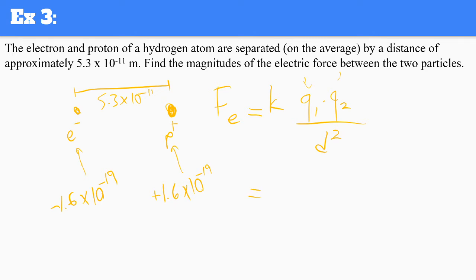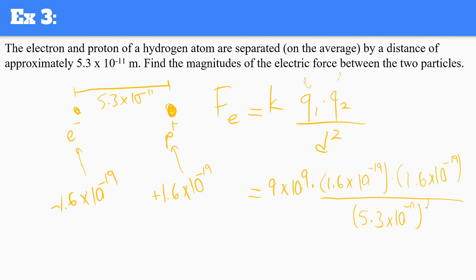And basically, we are just going to put the numbers together, and then we're going to do the calculation. So K that we have is another constant, and it is 9 times 10 to the power of 9. And the Q1 is 1.6 times 10 to the power of negative 19. And then Q2 is another 1.6 times 10 to the power of negative 19. And the distance is going to be 5.3 times 10 to the power of negative 11. But you need to be careful, because it is not just the distance, but the distance square.